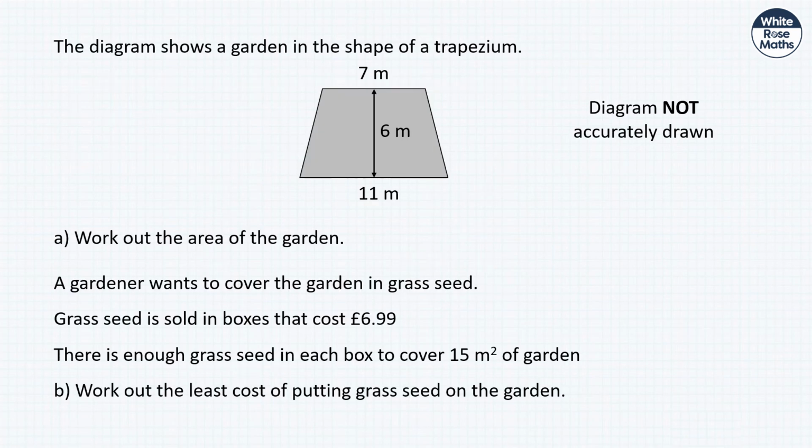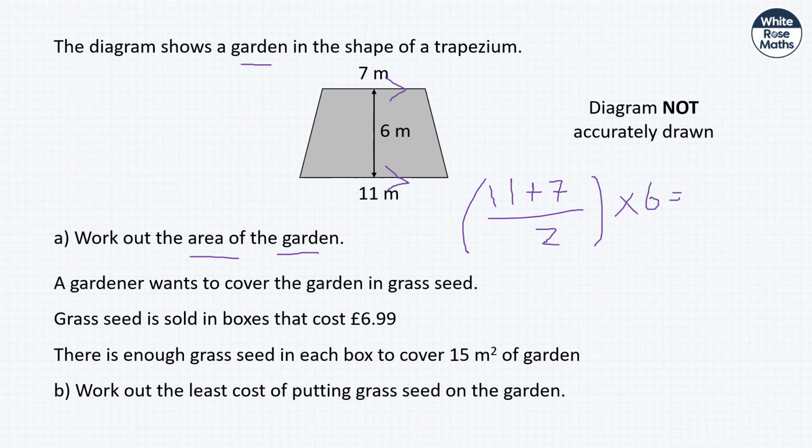It's a bit more tricky now, guys. It's a wordier question. The diagram shows a garden in the shape of a trapezium. Part A, work out the area of the garden. The formula for the area of a trapezium is the sum of the parallel sides, 11 plus 7, divided by 2, multiplied by the perpendicular height, which is 6.